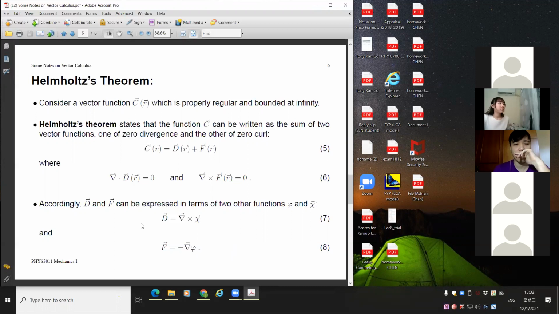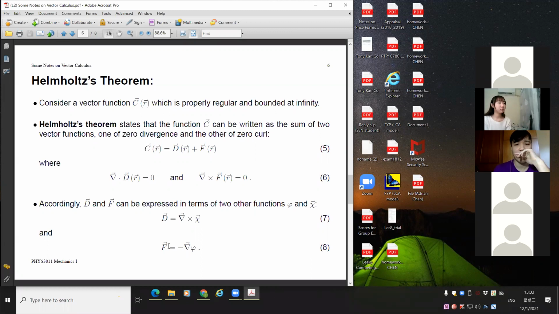Is it true? Let's see. Del dot D. We know that del dot (del cross chi vector) must be 0. Why? Because when you take the cross product, you get a direction perpendicular to both the chi vector and the direction of the del operator, right? So when you take a dot product, obviously you get 0.